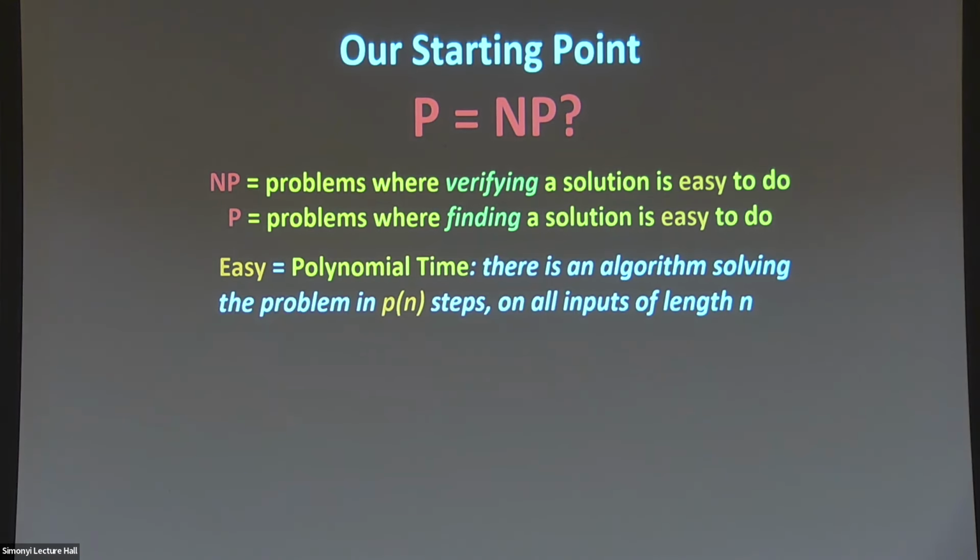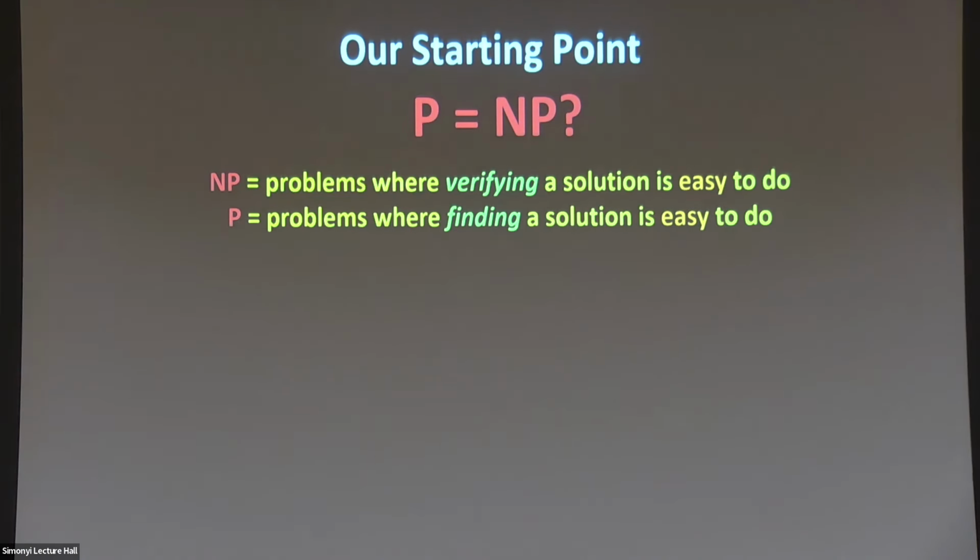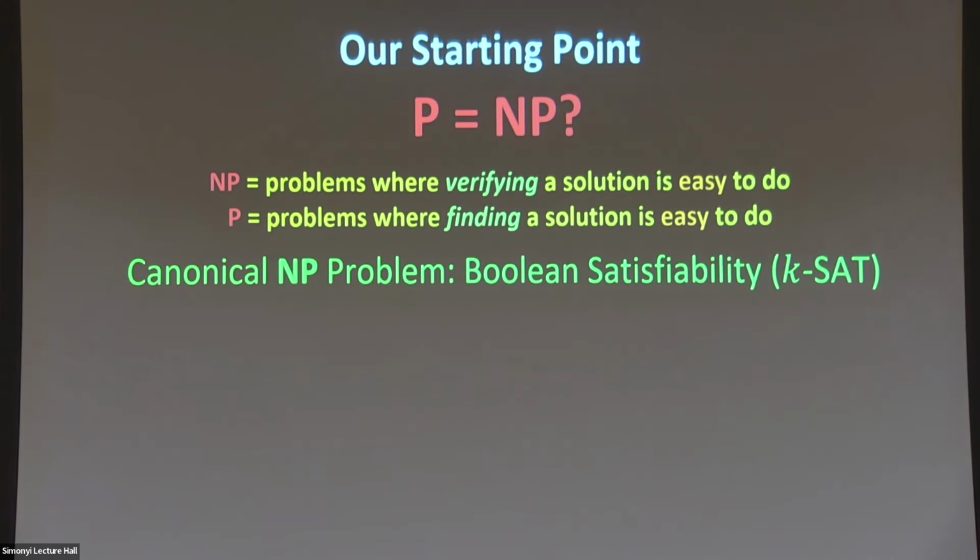There is some algorithm. I don't necessarily care about the algorithmic model. There is some algorithm solving the problem, so giving me the correct answer on all inputs, and p of n steps for some polynomial p on all inputs of length n. Okay. So a canonical example of an NP problem, and the focus of this talk, is the Boolean satisfiability problem, or K-SAT for a parameter K that I will describe.